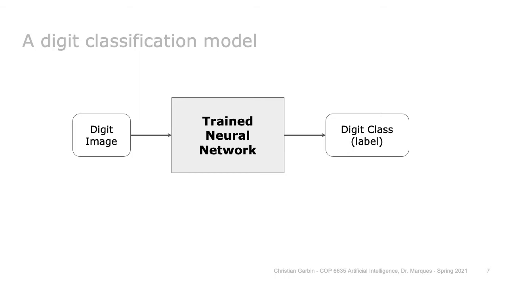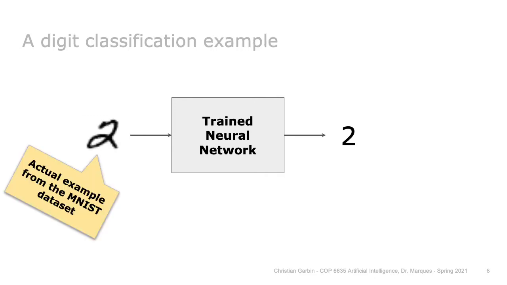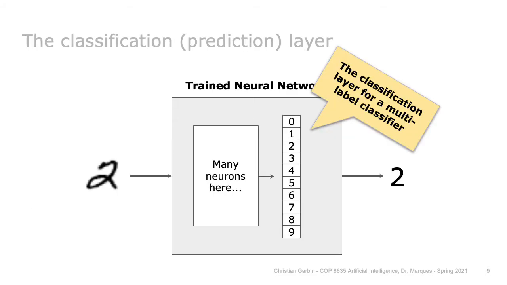We're going to use a neural network to do digit classification in this example. What the neural network does is it takes an image of a digit on the left side, runs it through the network, and on the right side we have a prediction, a class or a label for that. For example, here we have the number 2 taken from the MNIST dataset. We run it through the neural network, and the neural network correctly predicts that as number 2.